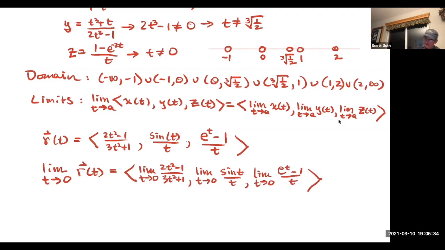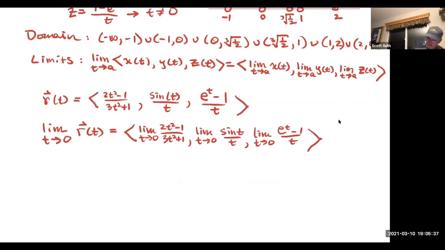Like that. I have two that need L'Hopital's rule. The first one is not indeterminate, so the first one is just -1/1. Easy. The second one, you can do L'Hopital's rule. These are both 0/0. So this one's a 0/0, and this one's a 0/0.